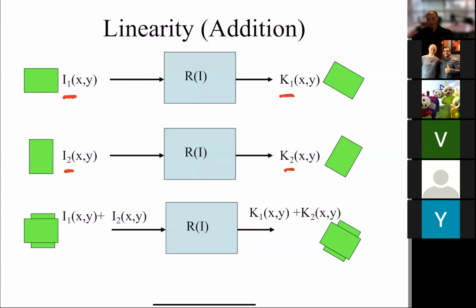The linearity property means that if I come along with an input that's composed of I1 plus I2, then my output should be K1 plus K2. Okay, so if a system satisfies addition, it means that the response to any sum of inputs should be the sum of the individual outputs. So when we're looking to see whether a system is linear or not, that is one of the things we need to look at.